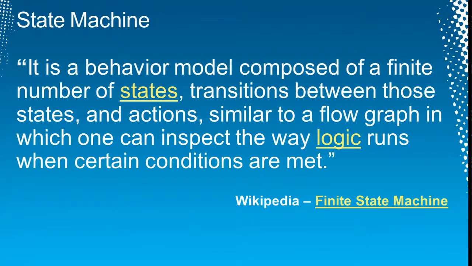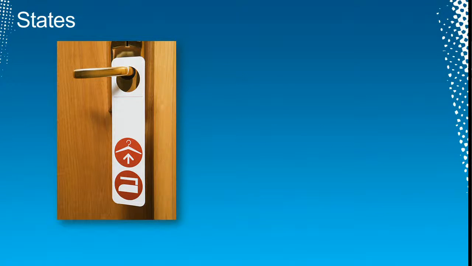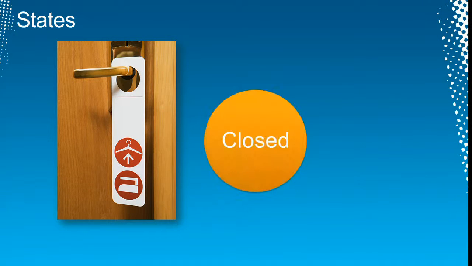Now, when I want to think about a state machine, I was trying to think of a good example. And I decided that since we're here at a conference, probably most of us stayed in a hotel. You probably have something like this at your hotel, right? You have a door. The door has a handle and a nice little do not disturb sign or whatever, right? So if we thought about this door, it has a state, right?